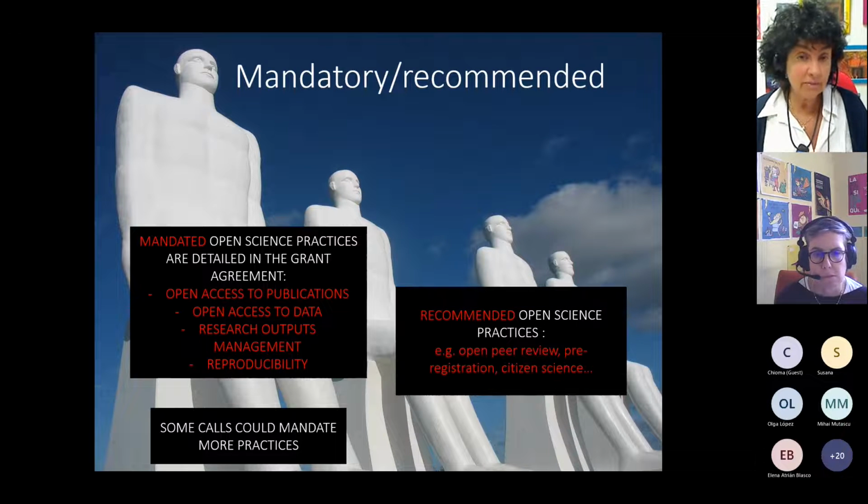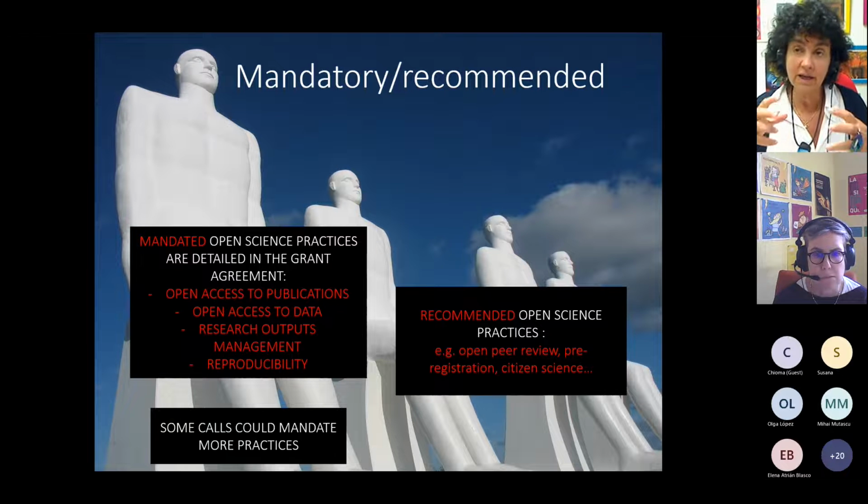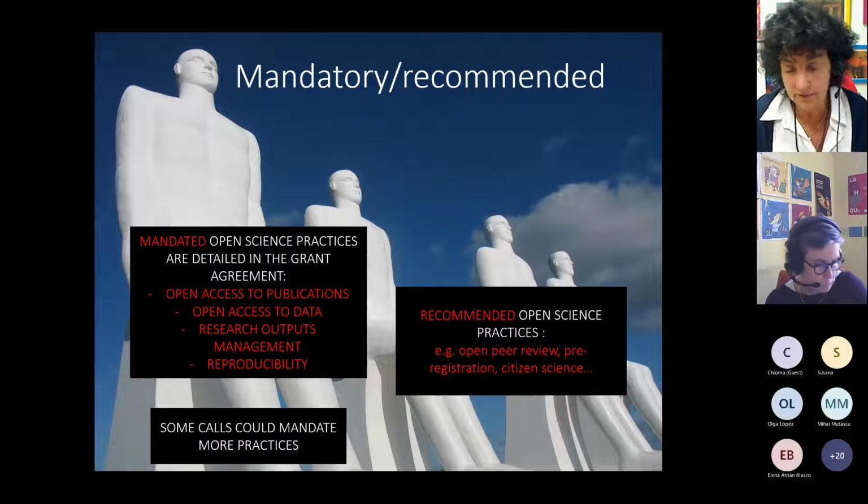Then you have the recommended practices, which basically are all the ones that we saw in the rainbow of open science practices, like open peer review, pre-registration of your experiments, citizen science experiments, I don't know, poster sharing, or software and code sharing, basically sharing every step of your research as early and open as possible, okay?